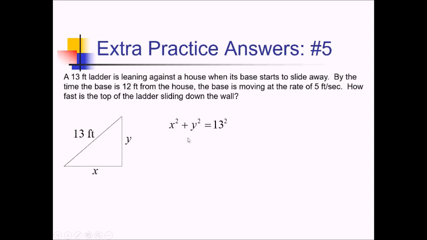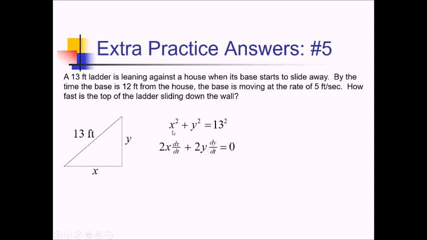Taking the derivative of all this with respect to time, we've got 2x dx over dt plus 2y dy over dt, basically using the chain rule because x and y are inner functions of time. And then derivative of 13 squared, well, that's just 0 because 13 squared is a constant. So we're trying to find dy over dt in this one, how fast the ladder is sliding down the wall. And we're going to end up most likely with a negative number here because we're going down, so that's a decrease in y.